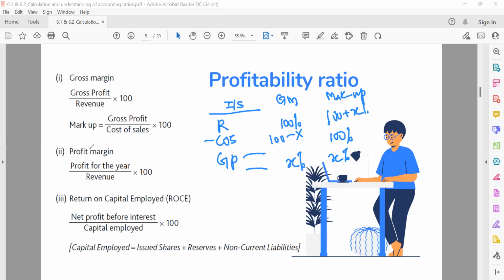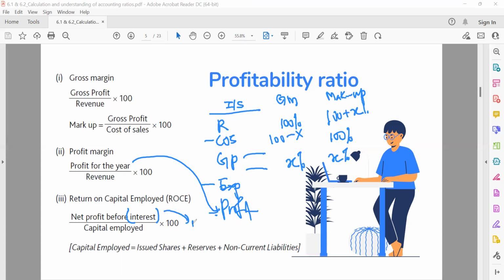Okay, next, profit margin. Profit margin is after we minus the expenses, then we get the profit. So profit margin is this profit divided by the revenue times 100%. Return on capital employed, sometimes we call it ROCE, is the net profit before the interest. Before the interest means don't include the bank interest, loan interest, or the debenture interest. This is called before the interest.